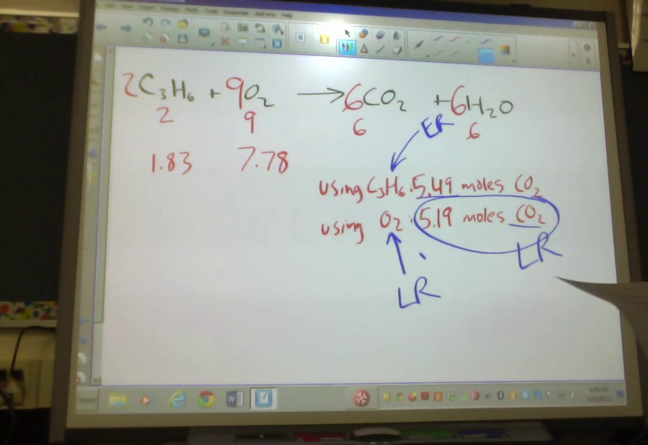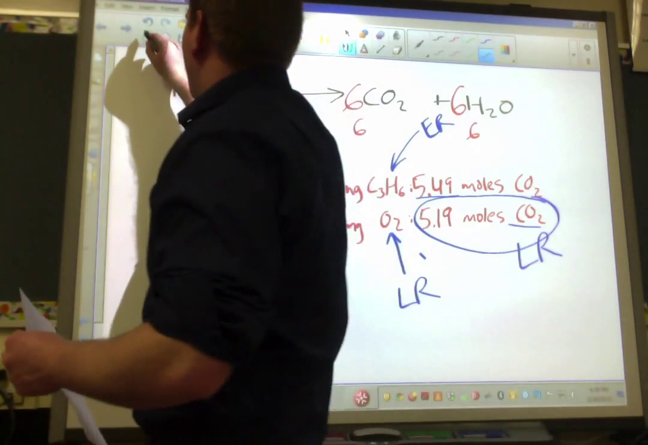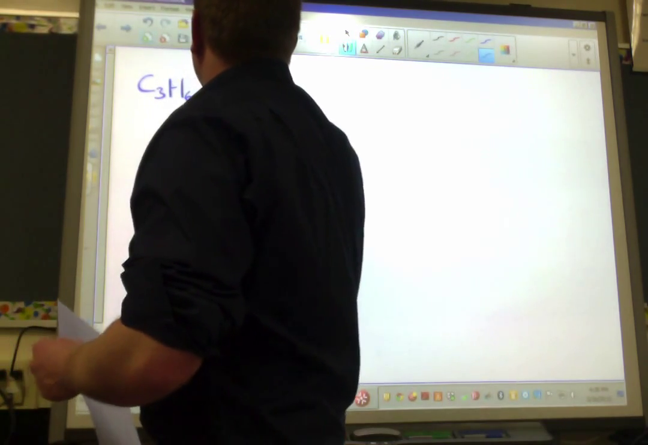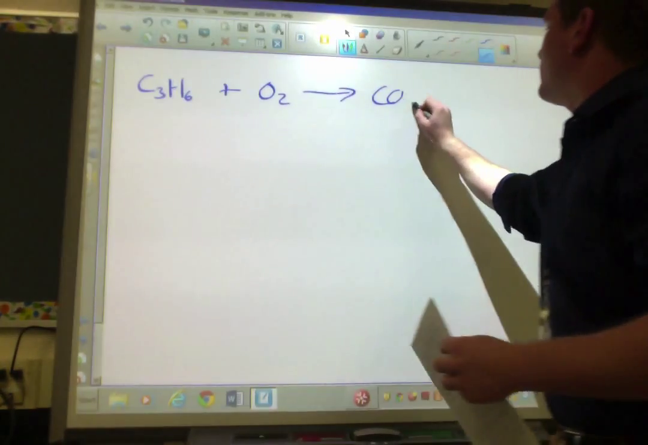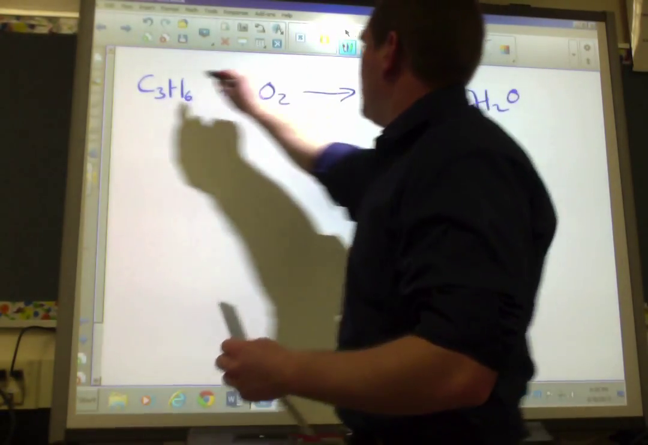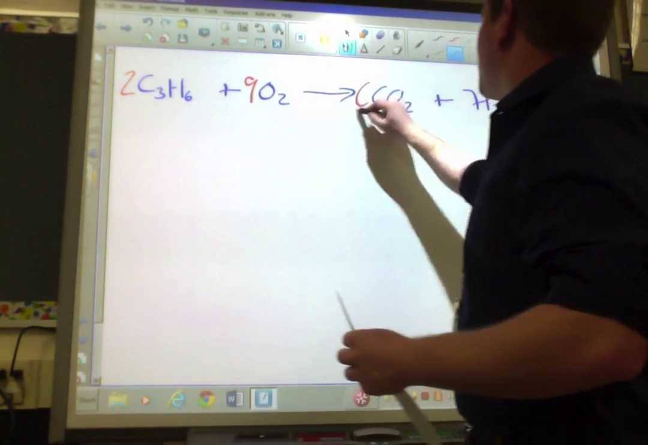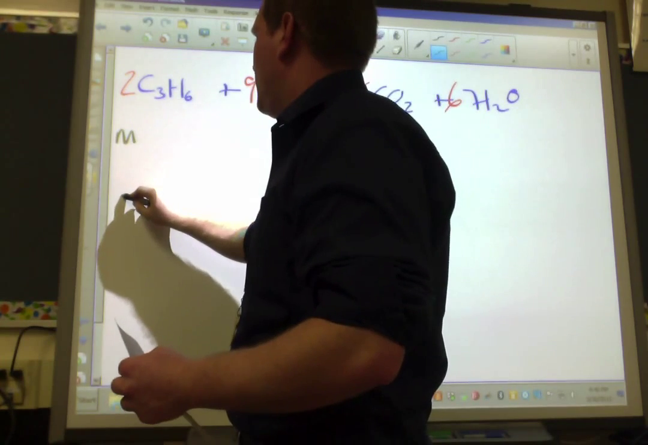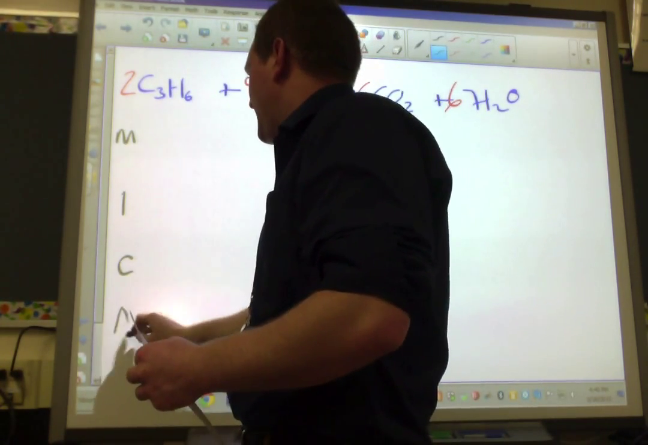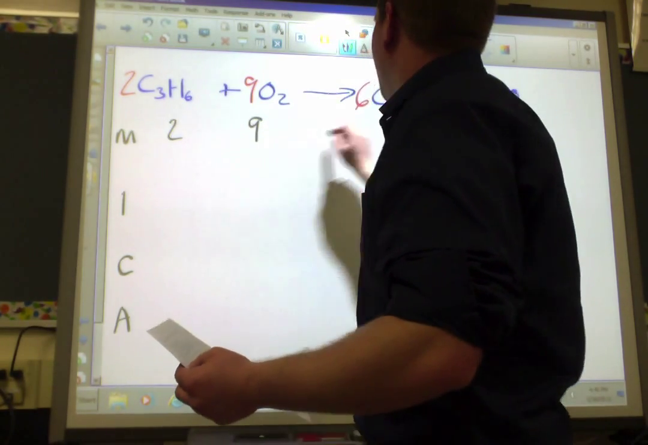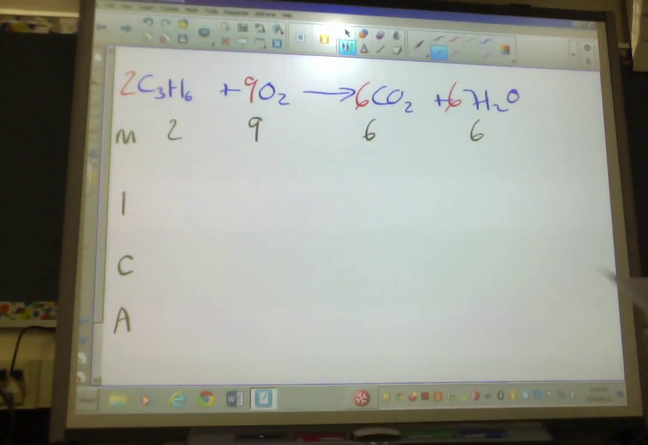Step 3, or letter C, complete an ICE table. So for the ICE table, we start by rewriting our formula. C3H6 plus O2 yields CO2 plus H2O. And rebalancing, so what did I have? 2, 9, 6, 6. So the M is mole ratio, initial, change, and after. So the mole ratio we already know, 2, 9, 6, and 6.